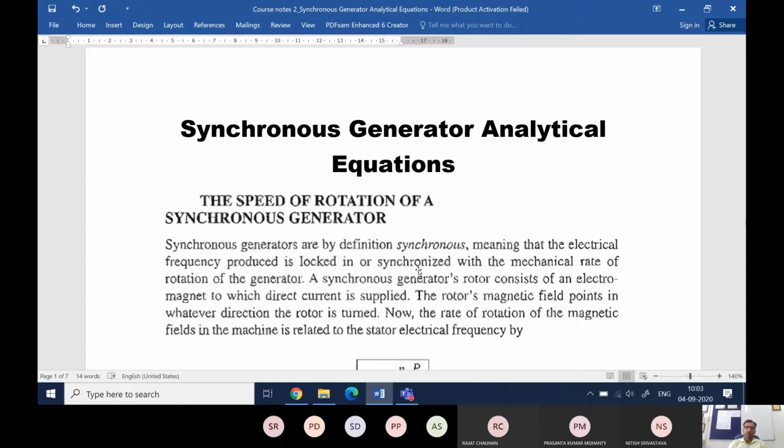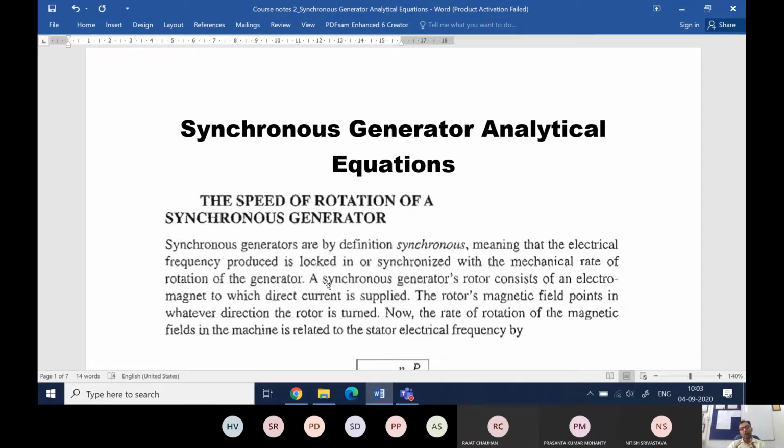As we have already discussed, and you might be aware, synchronous generators by name, the word synchronous means that there is some synchronism, a locking between the mechanical speed and the electrical frequency. So by definition, synchronous means that the electrical frequency produced is locked in or synchronized with the mechanical rate of rotation of the generator. That is an important feature of the synchronous generator. The mechanical rotational speed of the rotor is what determines the frequency of the generator output.